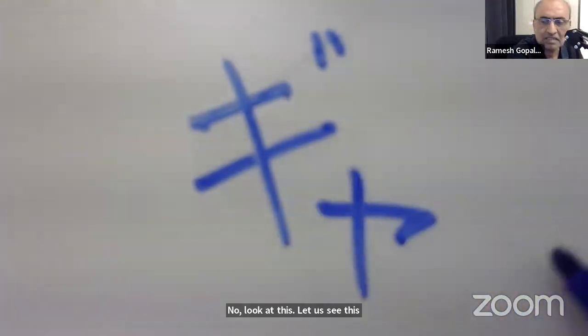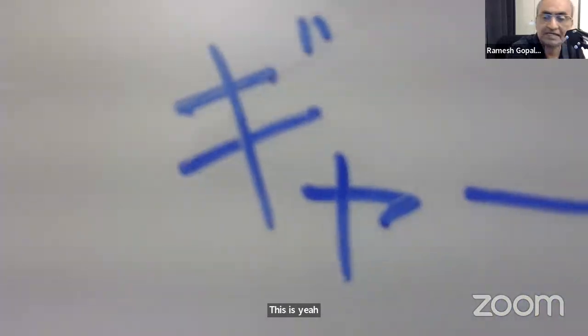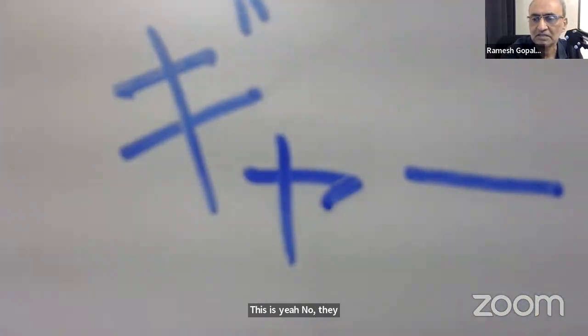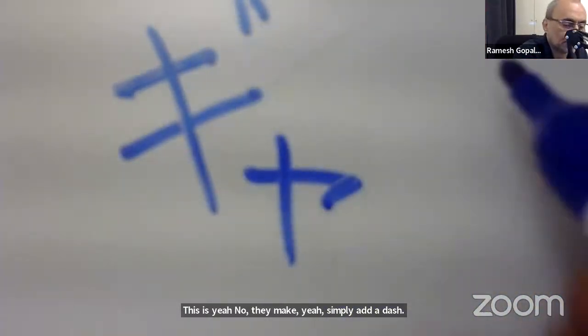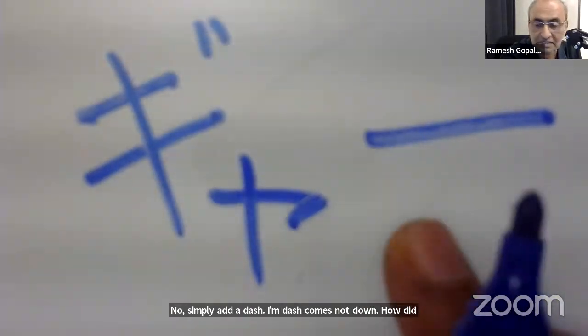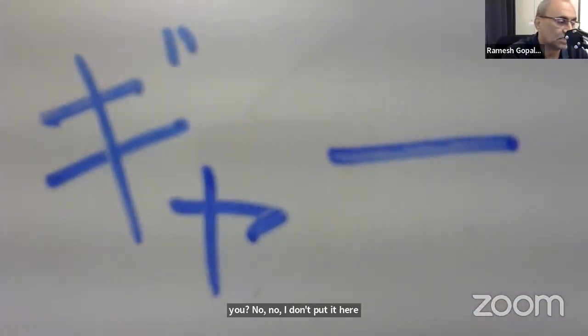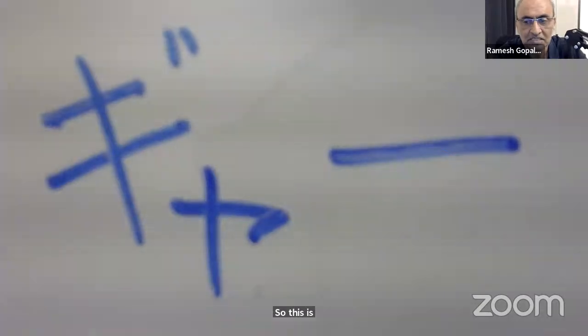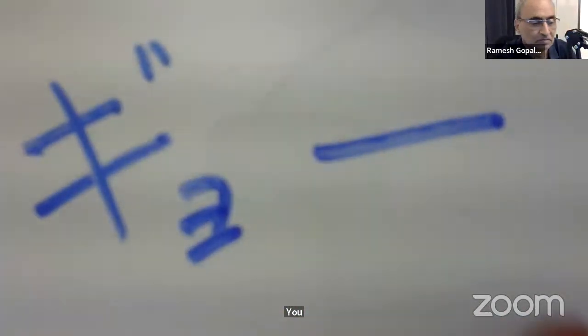Now look at this. Let us see this. This is gi. This is ya. Now how do I make it gya? Simply add a small ya. And the small ya does not come down. Add it here. Don't put it here. So this is gya. This is gya. Gyu. Gyo. Okay. That's all. And what about the syllabic stop?